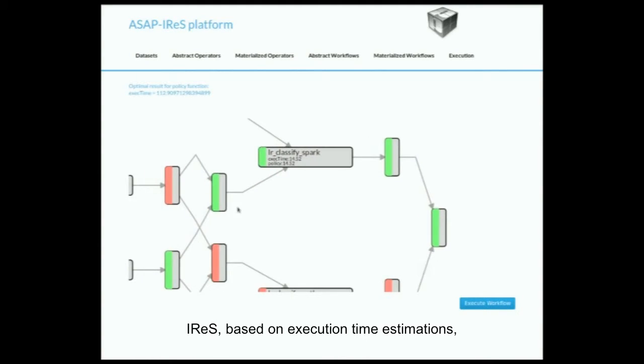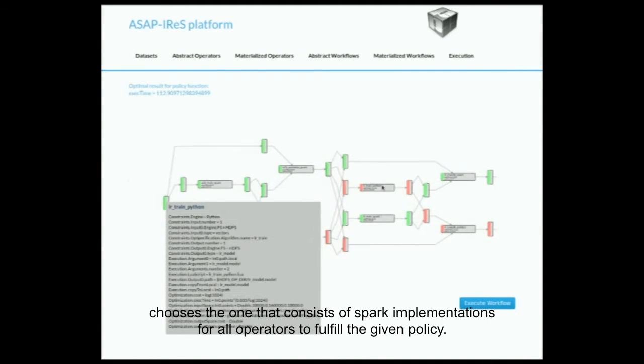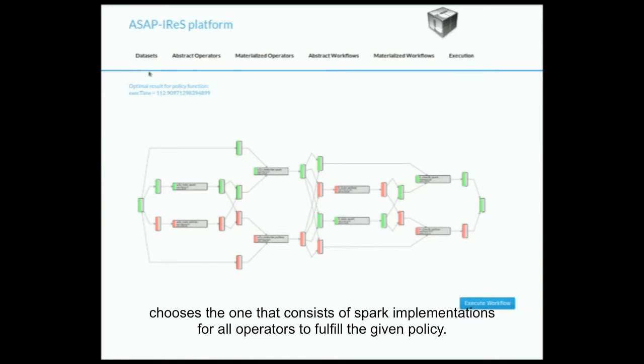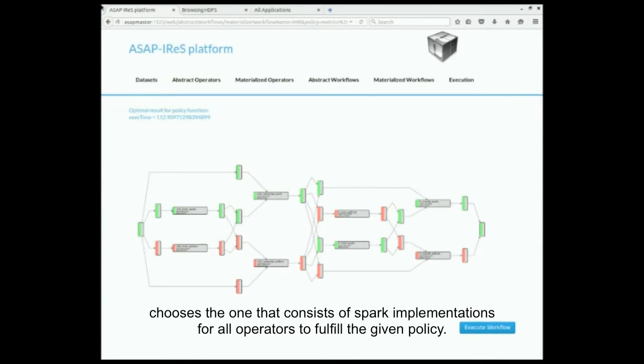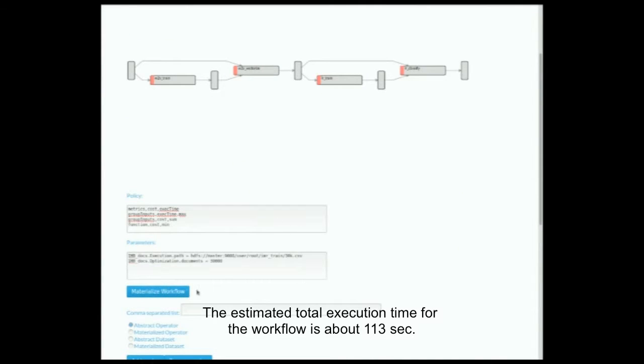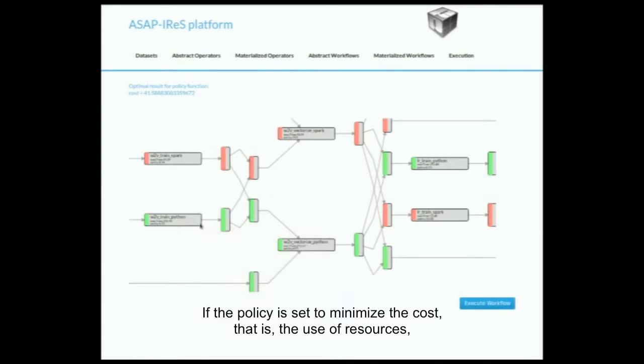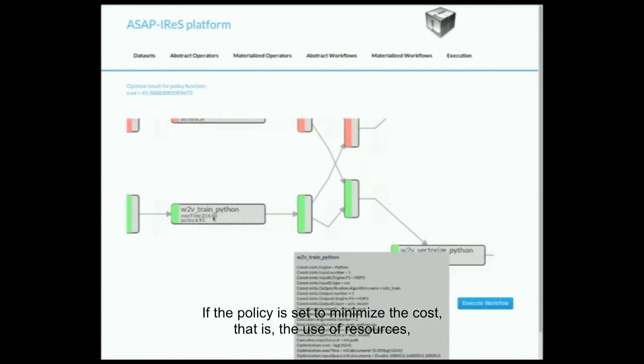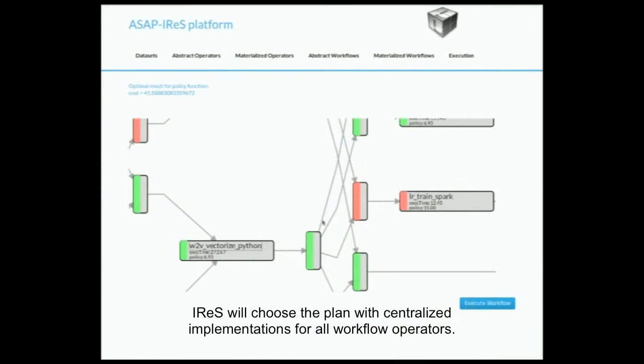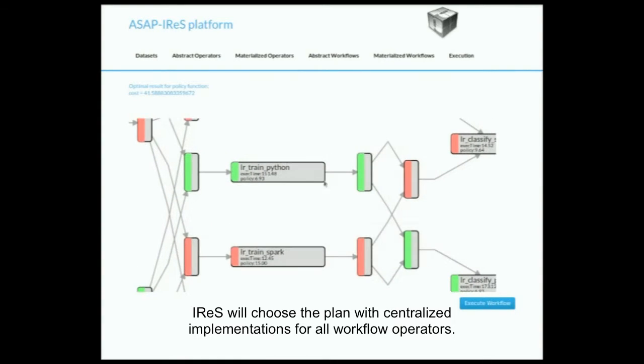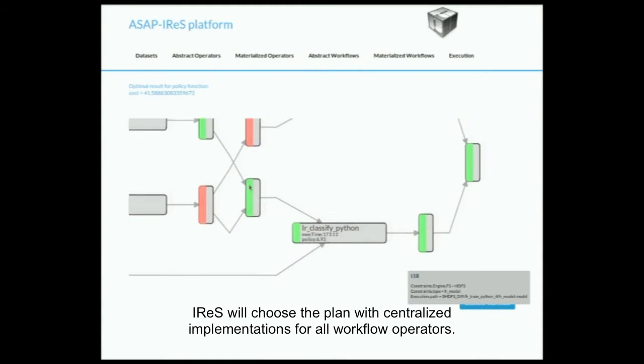IReS, based on execution time estimation, chooses the one that consists of Spark implementations for all operators to fulfill the given policy. The estimated total execution time for the workflow is about 113 seconds. If the policy is set to minimize the cost, that is, the use of resources, IReS will choose a plan with centralized implementations for all workflow operators.